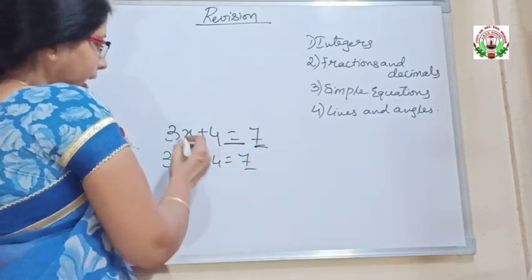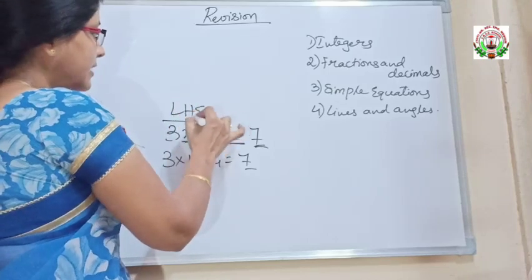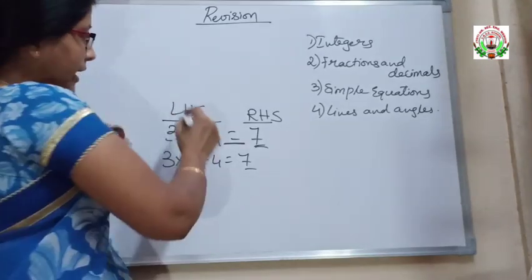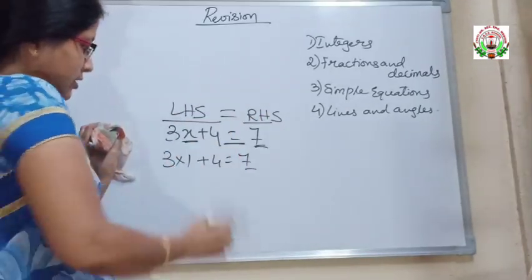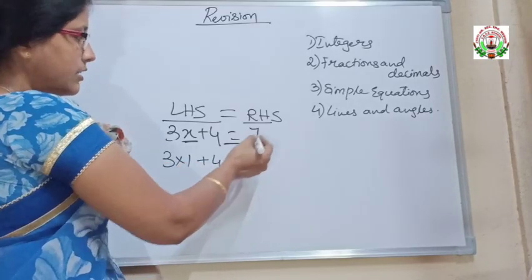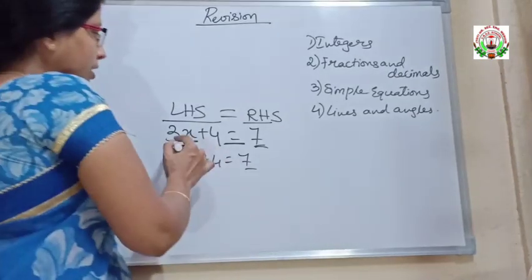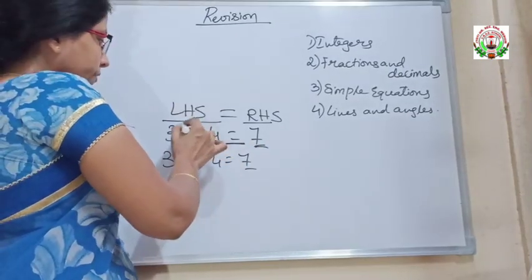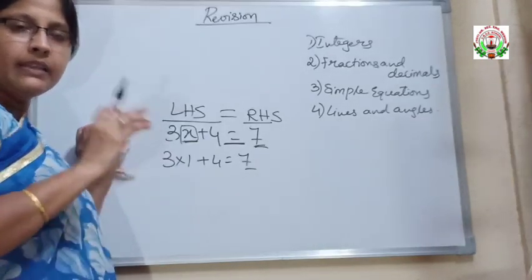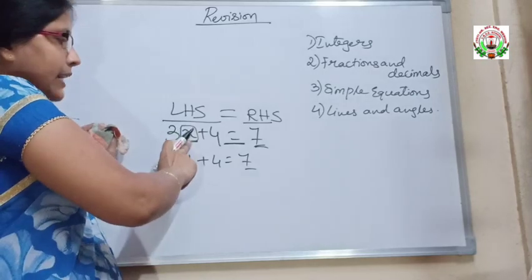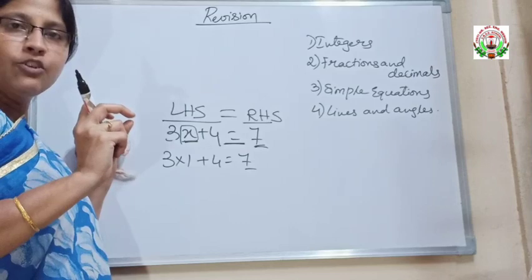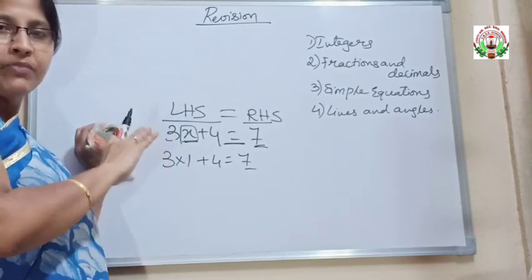So this is LHS and this is RHS. Every time, if it is a simple equation, LHS should be equal to RHS. So here also, 3 into 1 is 3, 3 plus 4 is 7. So LHS equals RHS. This is your equation. X is called a variable. A variable is every time represented with alphabets, either A, B, C, D, X, Y, Z, whatever it is. And the variable's value can change according to the equation.